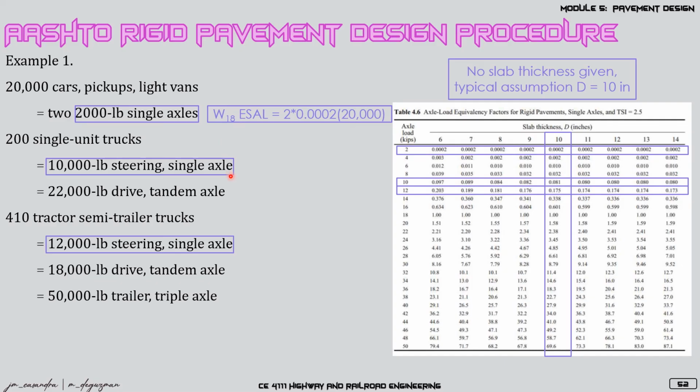Then for the 10,000-pound steering single axle of the single unit truck, the equivalent single axle load in terms of 18 kips would be 0.081 times 200. And for the semi-trailer truck, the equivalent single axle load in terms of 18 kip will be 0.175 times 410 trucks. Next, we move on to the tandem axles.